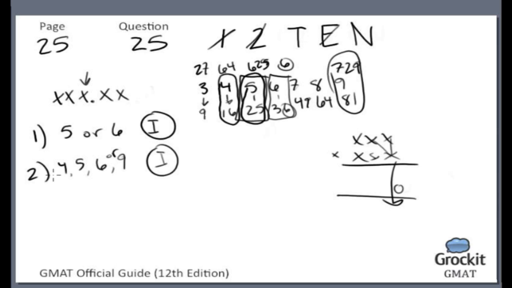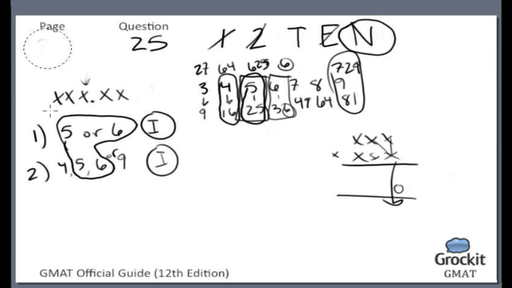Now again, we still need a single value for the units digit of n. And when you have more than one value, we look at how the two sets overlap, and we still have two possible answers. So it cannot be sufficient, even in conjunction, because we still have the possibility of it being 5 or 6. So neither statement on its own is sufficient, and even in conjunction, the two are insufficient. Okay, get rid of this.